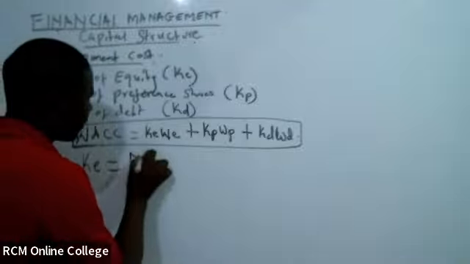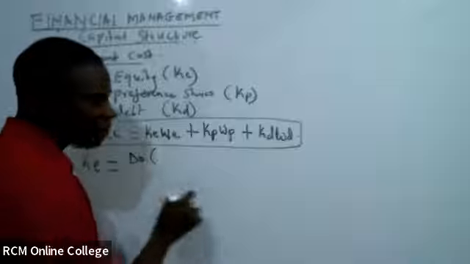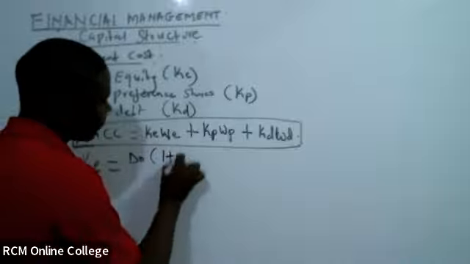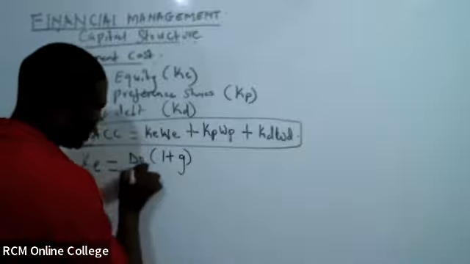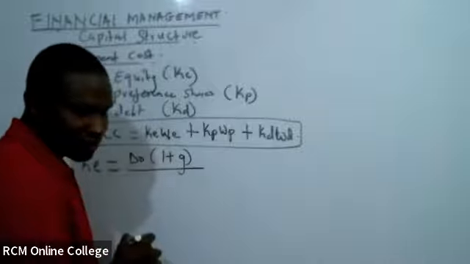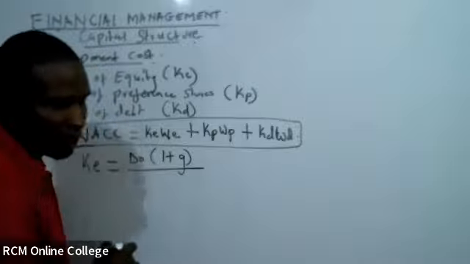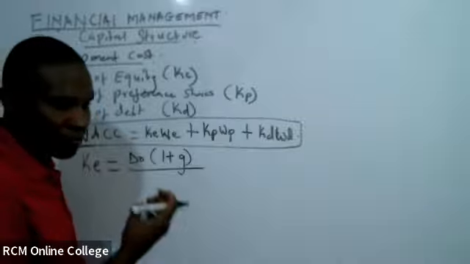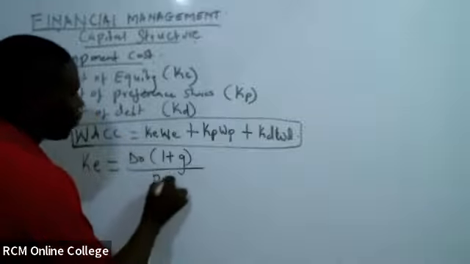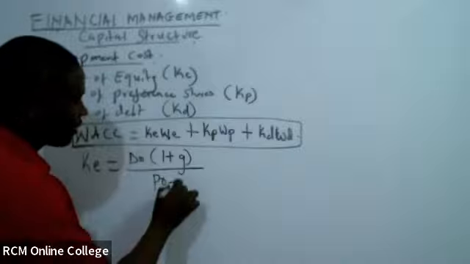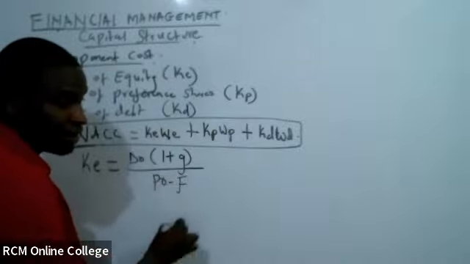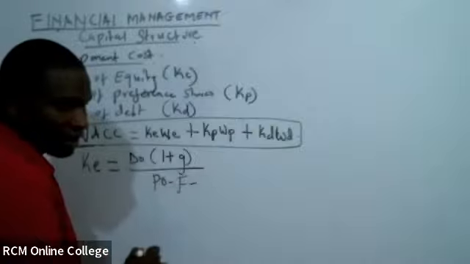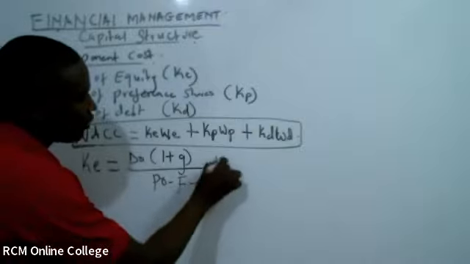Thank you. We start with the D0 into bracket 1 plus g, 1 plus g. And then I know I should divide with something. What should I divide with? Let me see. Remind yourself. Make sure that these things are at your fingertips. You divide by the P0. You can less the flotation cost, if any, or you can less as well the discount, if any, and then you add what?